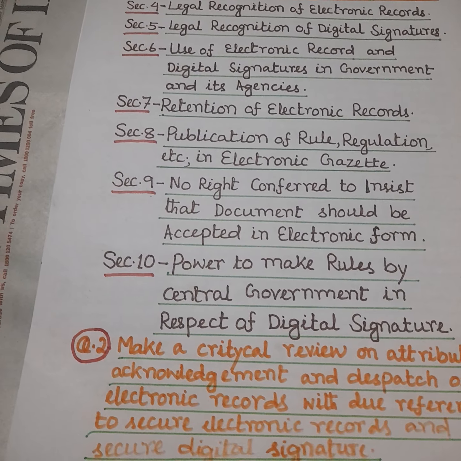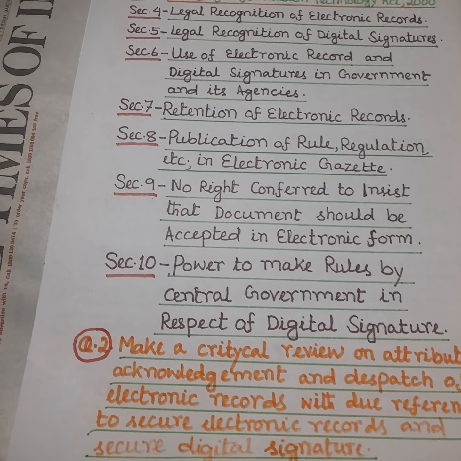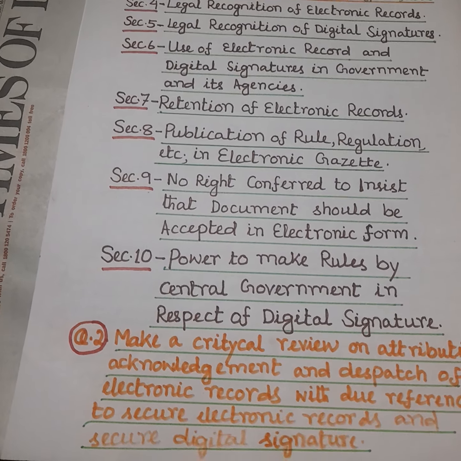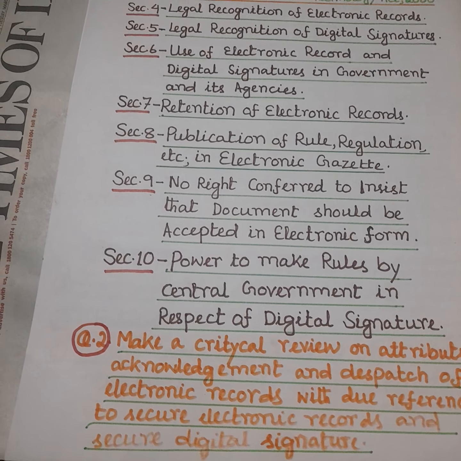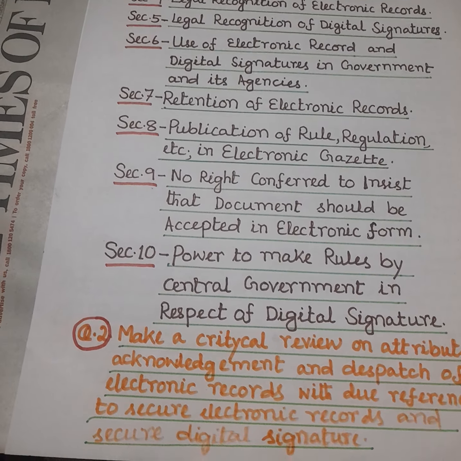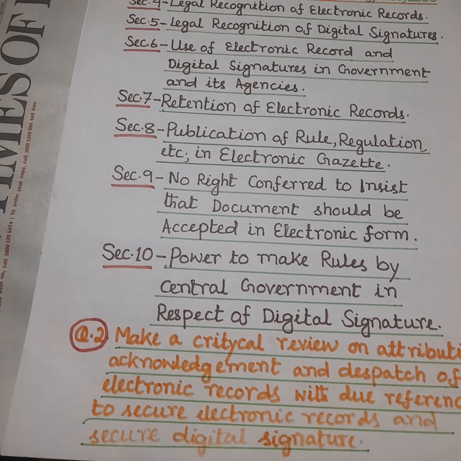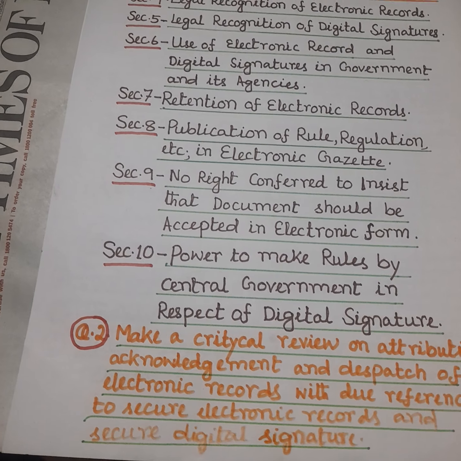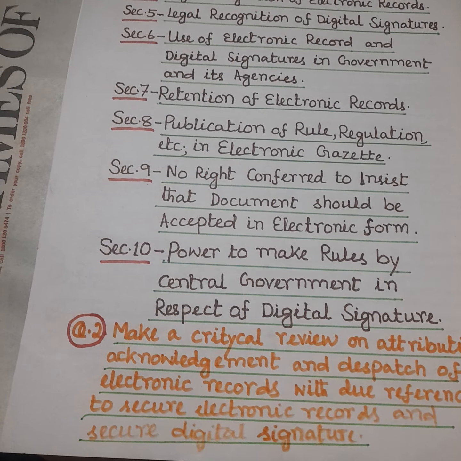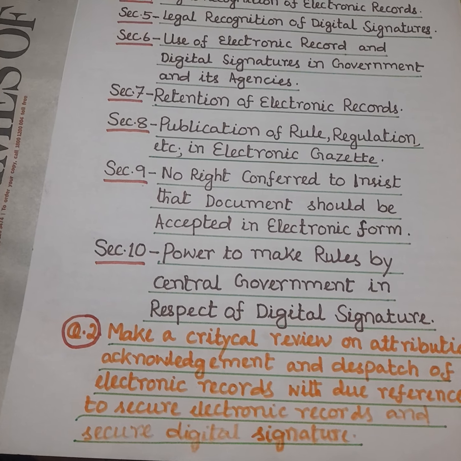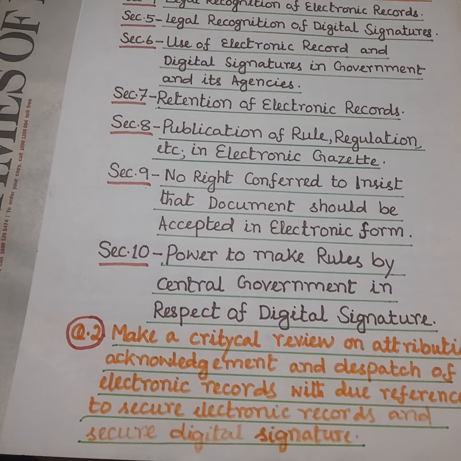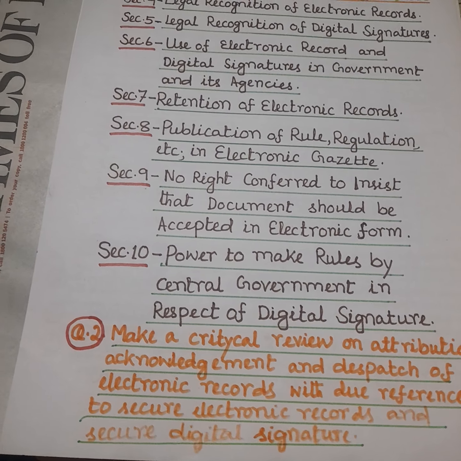Now we would like to discuss the provision of Section 7 relating to electronic governance, which provides for retention of electronic records. Where documents, records, or information are required to be retained for any specific period, then that requirement shall be deemed to have been satisfied if such documents, etc., are retained in the electronic form.